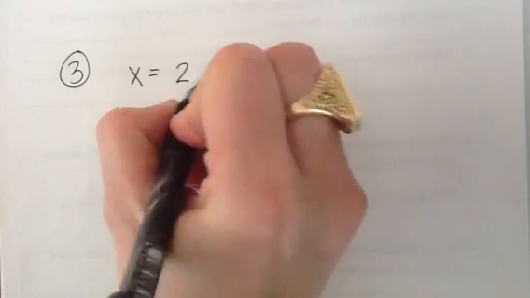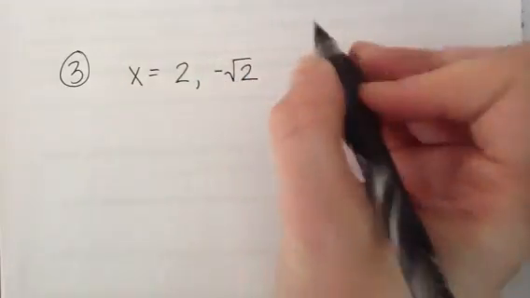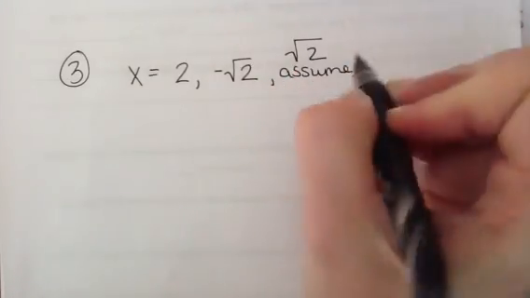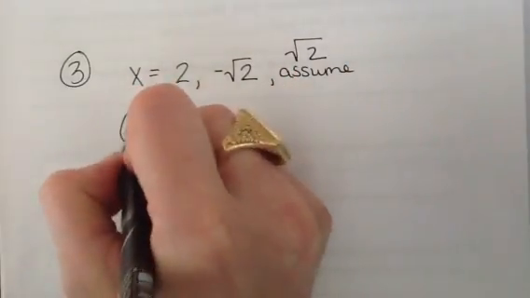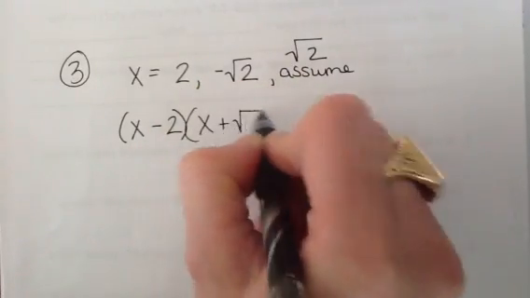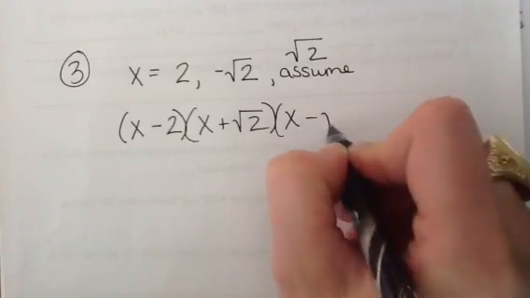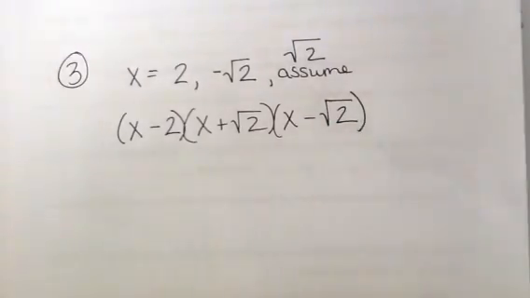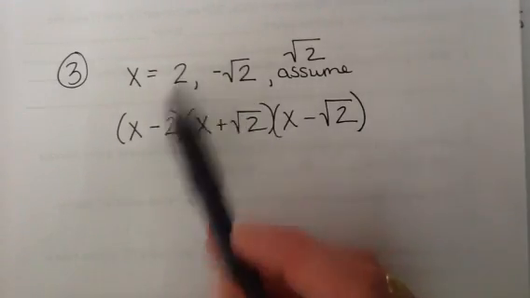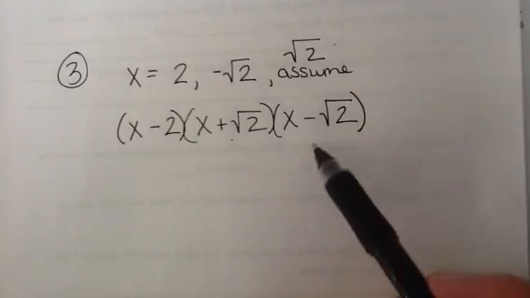Okay, let's try the next one, number 3. X equals 2 and negative square root of 2. So this is where we're going to make our assumption, and we also assume a positive square root of 2. Feel free to stop the video and work ahead. So I've set it up. Each has a factor now. I subtracted 2, I added square root of 2, I subtracted the square root of 2.